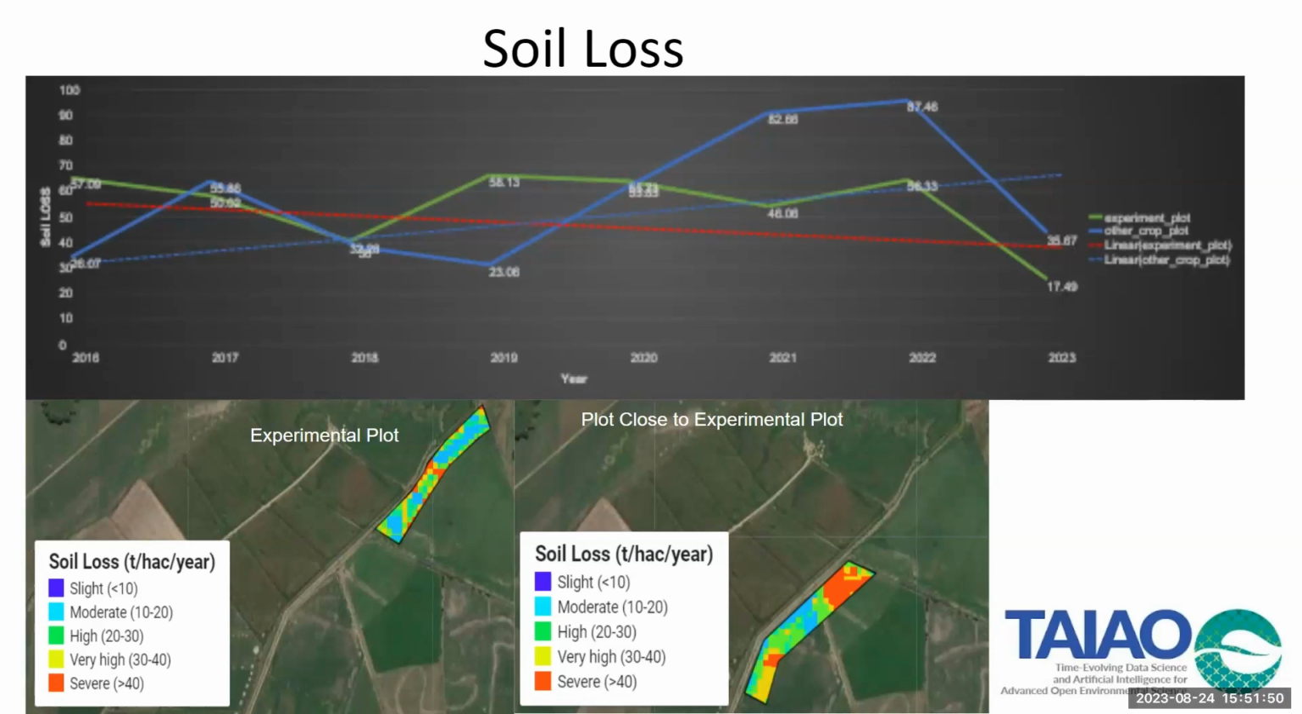The green lines on the plot are the soil loss for the experimental plot, and the blue lines are for the soil loss in the other plot. The red line is the trend line for the experimental plot. From this analysis, we can conclude that there is a decreasing trend in the soil loss in the experimental plot.